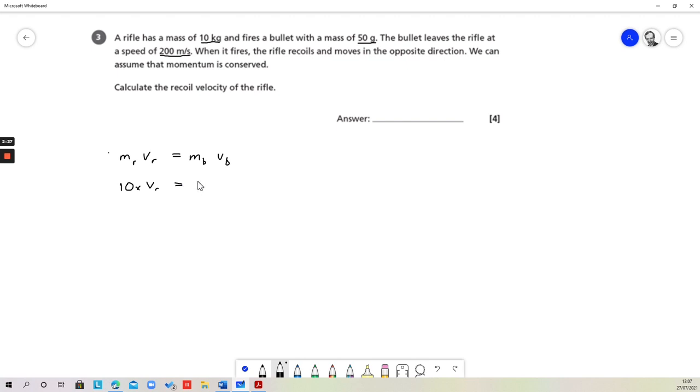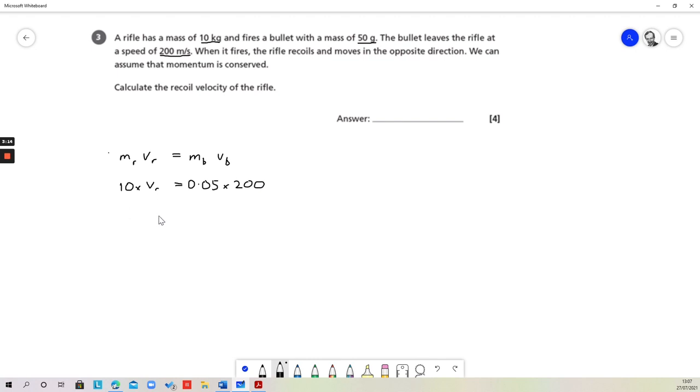We know that the mass of the bullet is 50 grams, but we're going to be working in kilograms throughout, so we need to convert that. There's 1,000 grams to a kilogram, so a 50 gram bullet has a mass of 0.05 kilograms. So that's the mass of the bullet in kilograms. And the other thing that we need to include here, we're going to multiply these, is the velocity of the bullet, and we're told that that's 200 meters per second. So that's our second line of working.